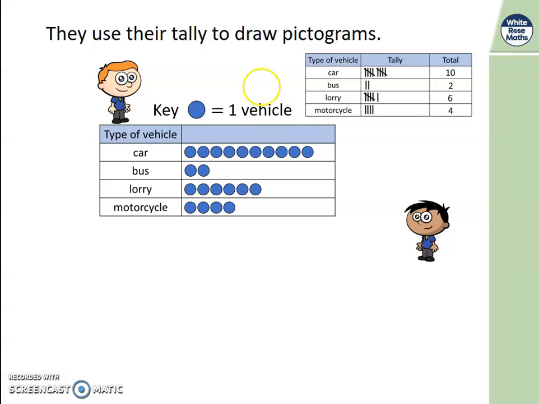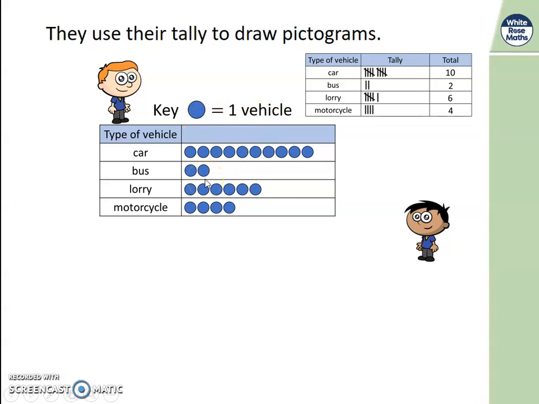Well done. A pictogram might use pictures or symbols to represent the total. So instead of doing tallies like here, we have a circle that will represent each vehicle. So let's count how many cars there were. 1, 2, 3, 4, 5, 6, 7, 8, 9, 10. That's the same as in the tally chart. Remember to look at the key because it will tell us how much each circle is worth. So each circle is worth one vehicle.